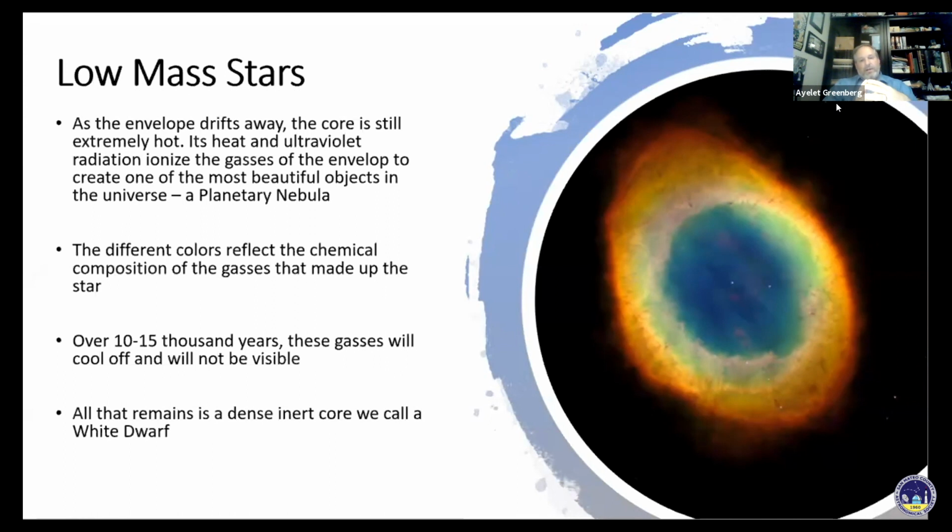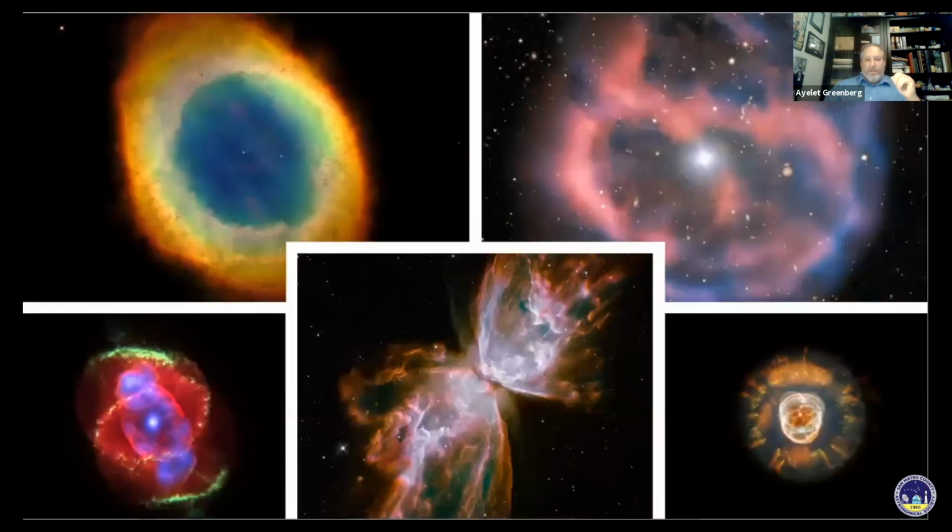These gases are being heated. The core star that is remaining, the core that remains in the center, is extremely hot, and it's letting off a huge amount of ultraviolet radiation. It's ionizing, it's electrically exciting the gases that used to make up the star. And that's why they're glowing in space, like we're seeing here. It's not artificial. This is what they look like. And over a period of about 10 to 15,000 years, these gases will cool off, and we won't see them anymore. In the next picture, you can see just some other examples of planetary nebulae.